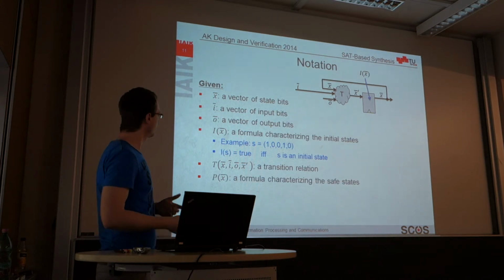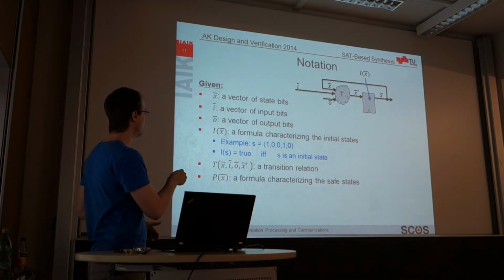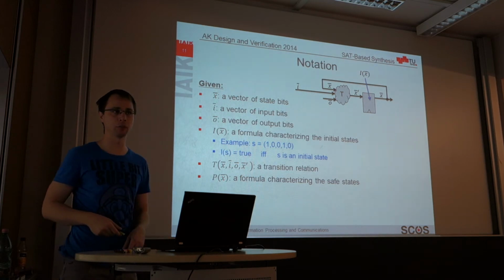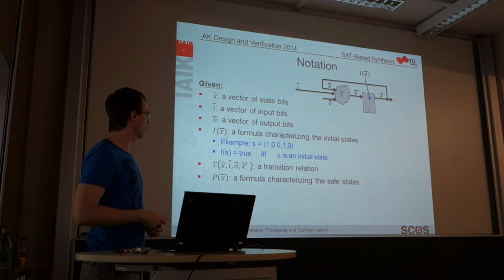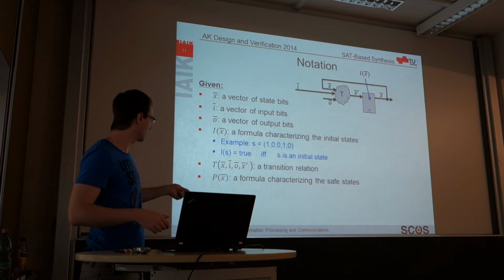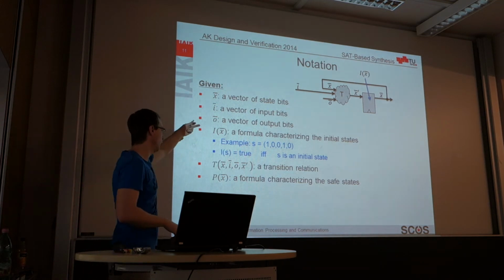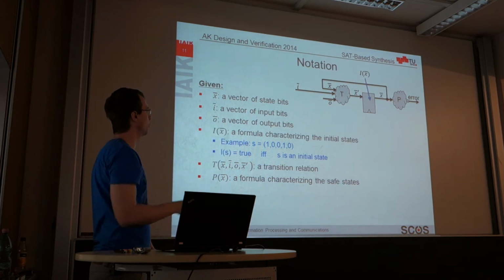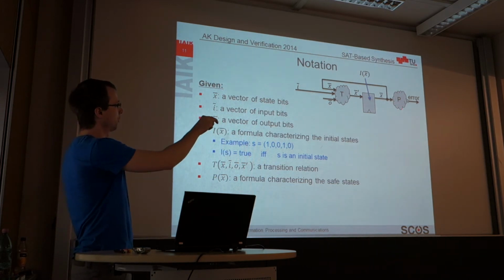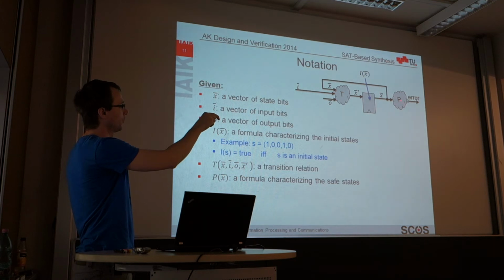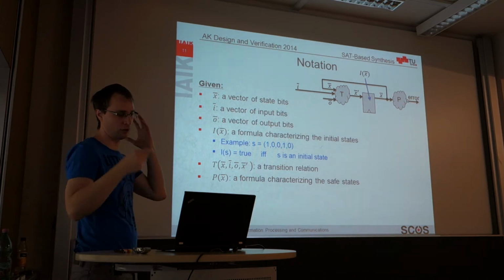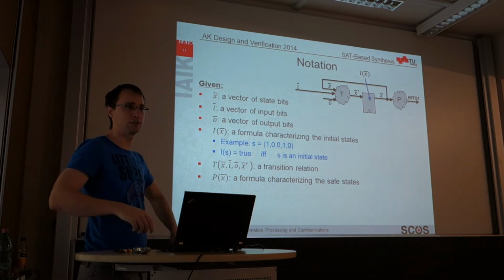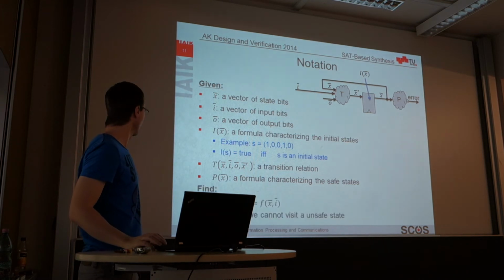What else do we have? Similar to that, we also have a formula P, also over our x variables, and this formula P characterizes our set of safe states in the same way as for I and T, basically. So in our circuit representation, this is a formula which talks about the state variables and produces just one output, and it says whether this state is safe or not.